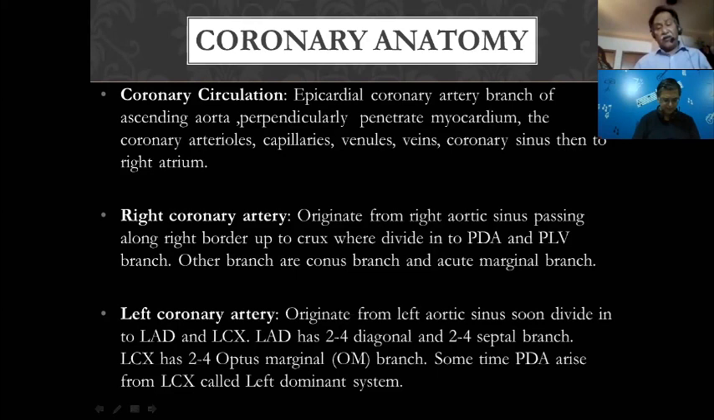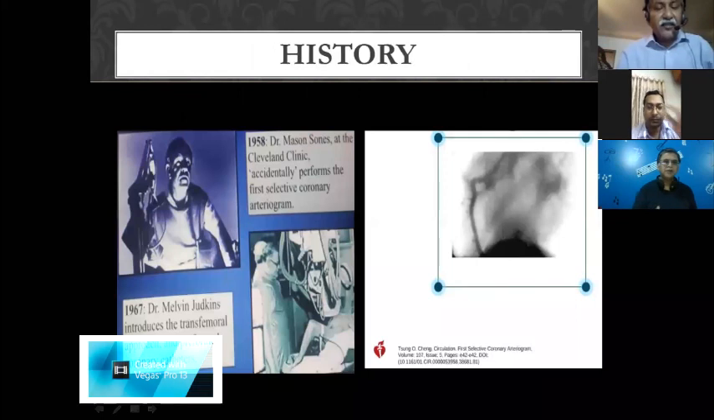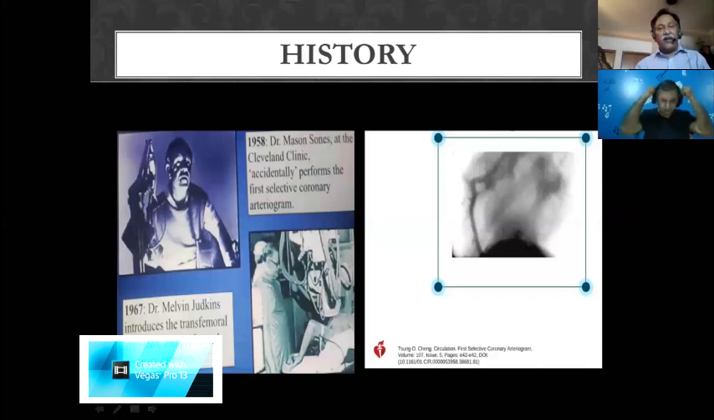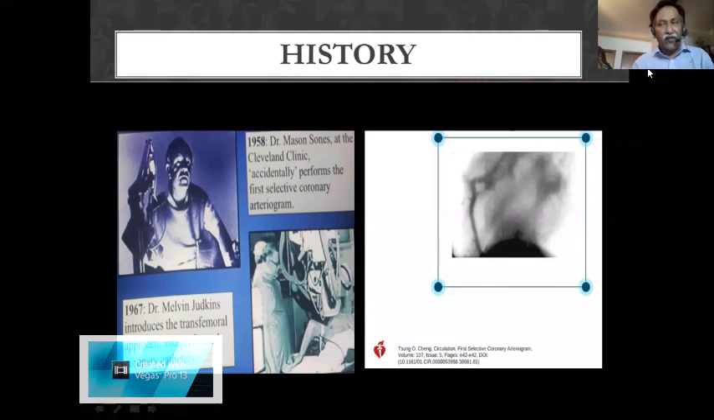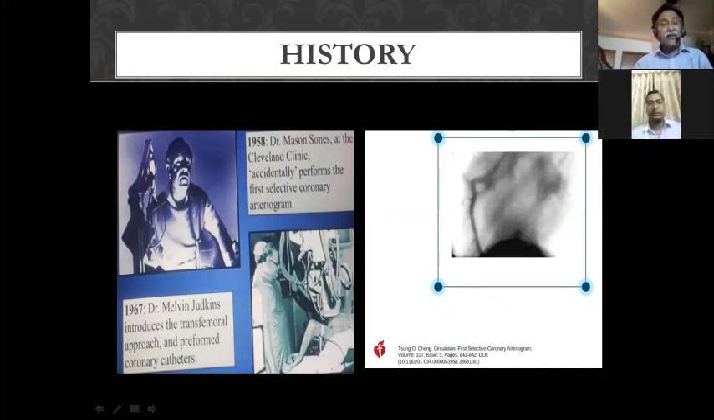Then we call this left dominant system. If you go back to the history, the selective angiogram was an accidental outcome of non-selective root aortography done in 1990. They were trying to visualize the coronary artery in a patient with valvular heart disease before surgery. But accidentally, the catheter entered the right coronary artery, as you've seen on the right side. This was the angiogram first detected as a selective angiogram.